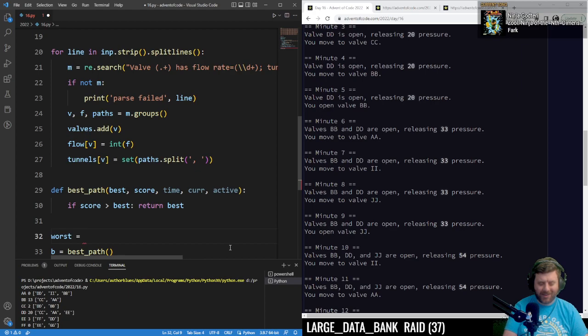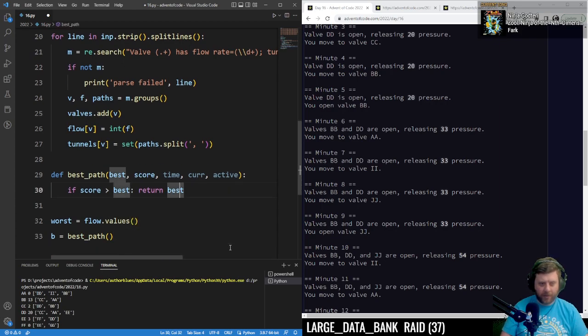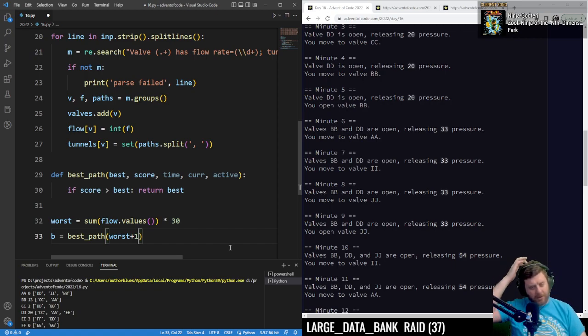So worst is flow values, get the sum of those, and multiply it by 30. And for the sake of argument, we'll say I'm going to start with worst plus 1. So this is what I would get if I never flip any of the valves: worst plus 1.